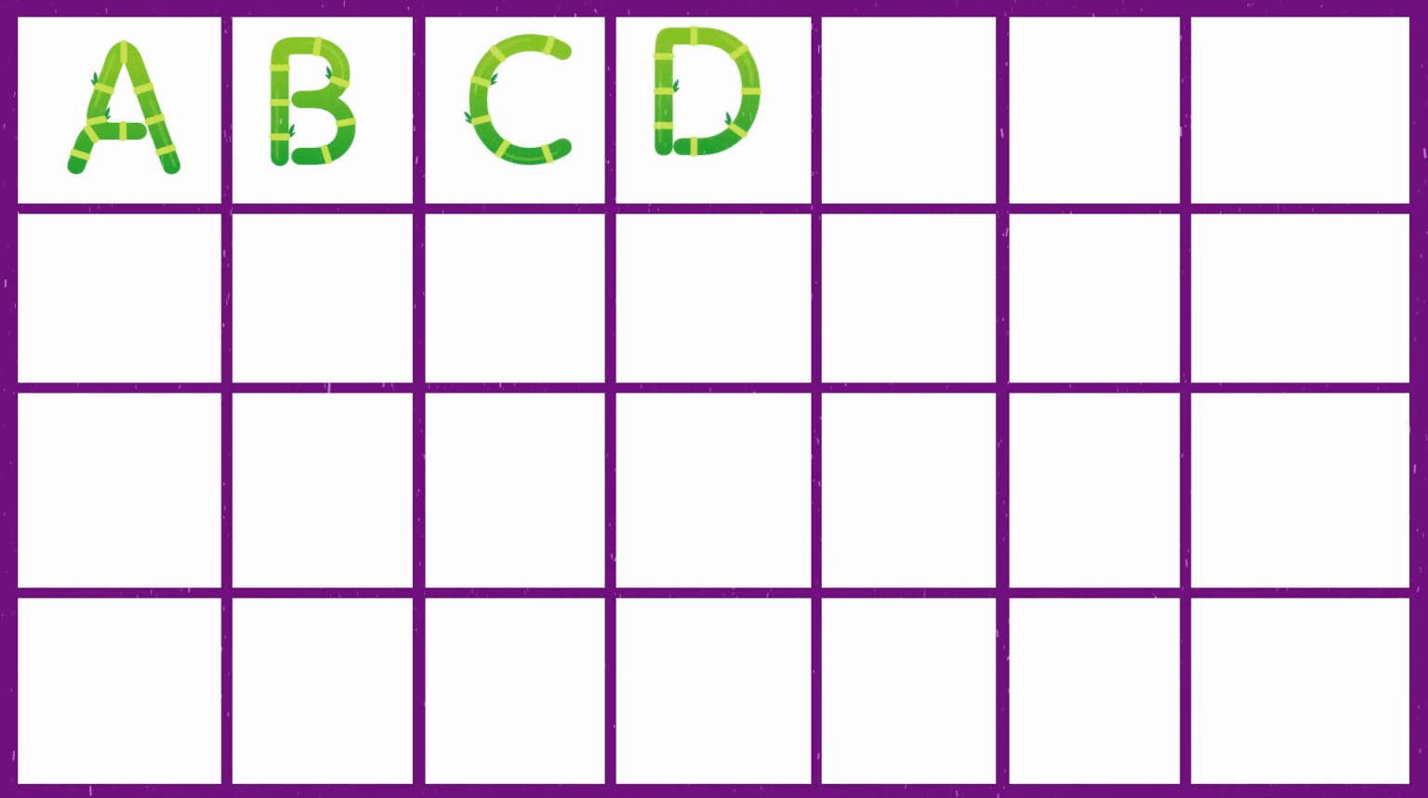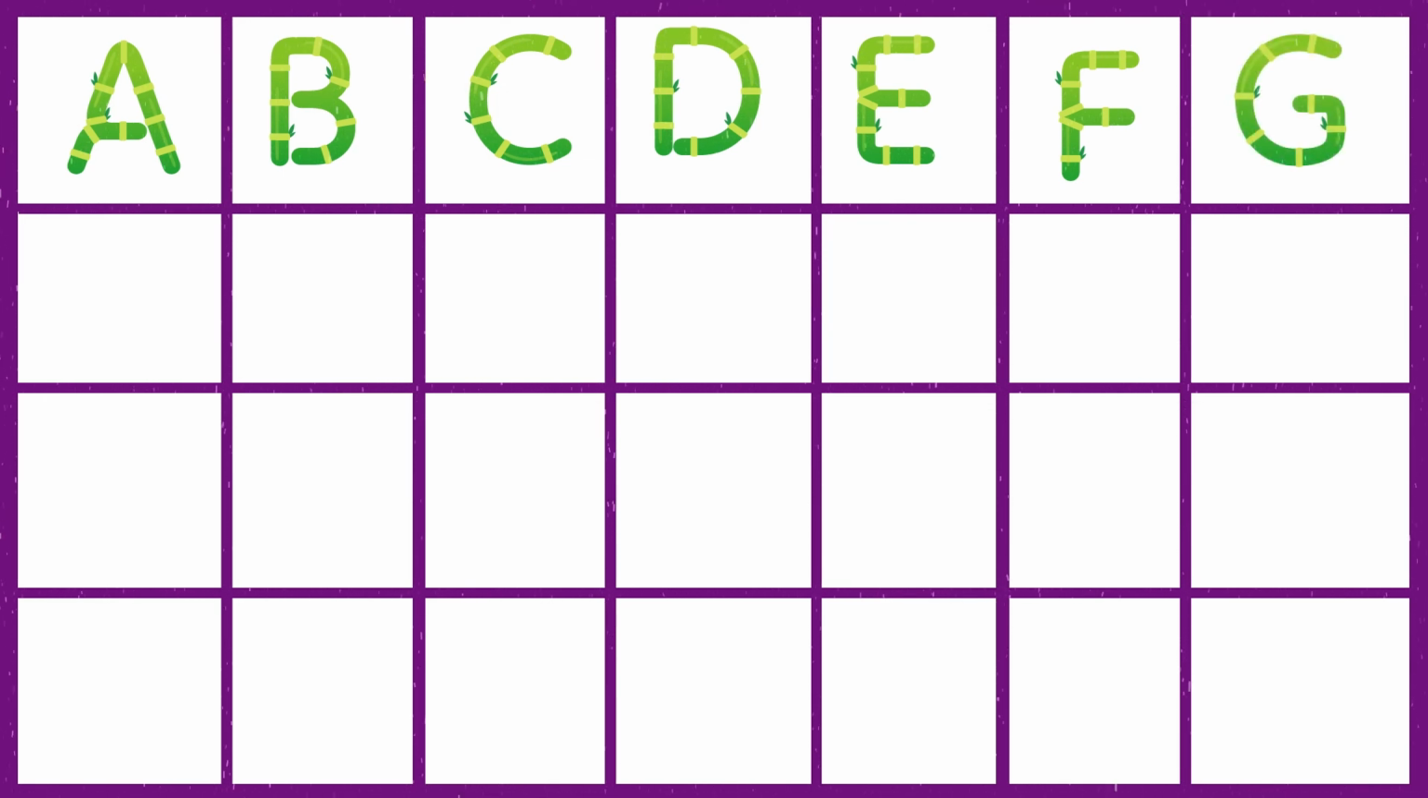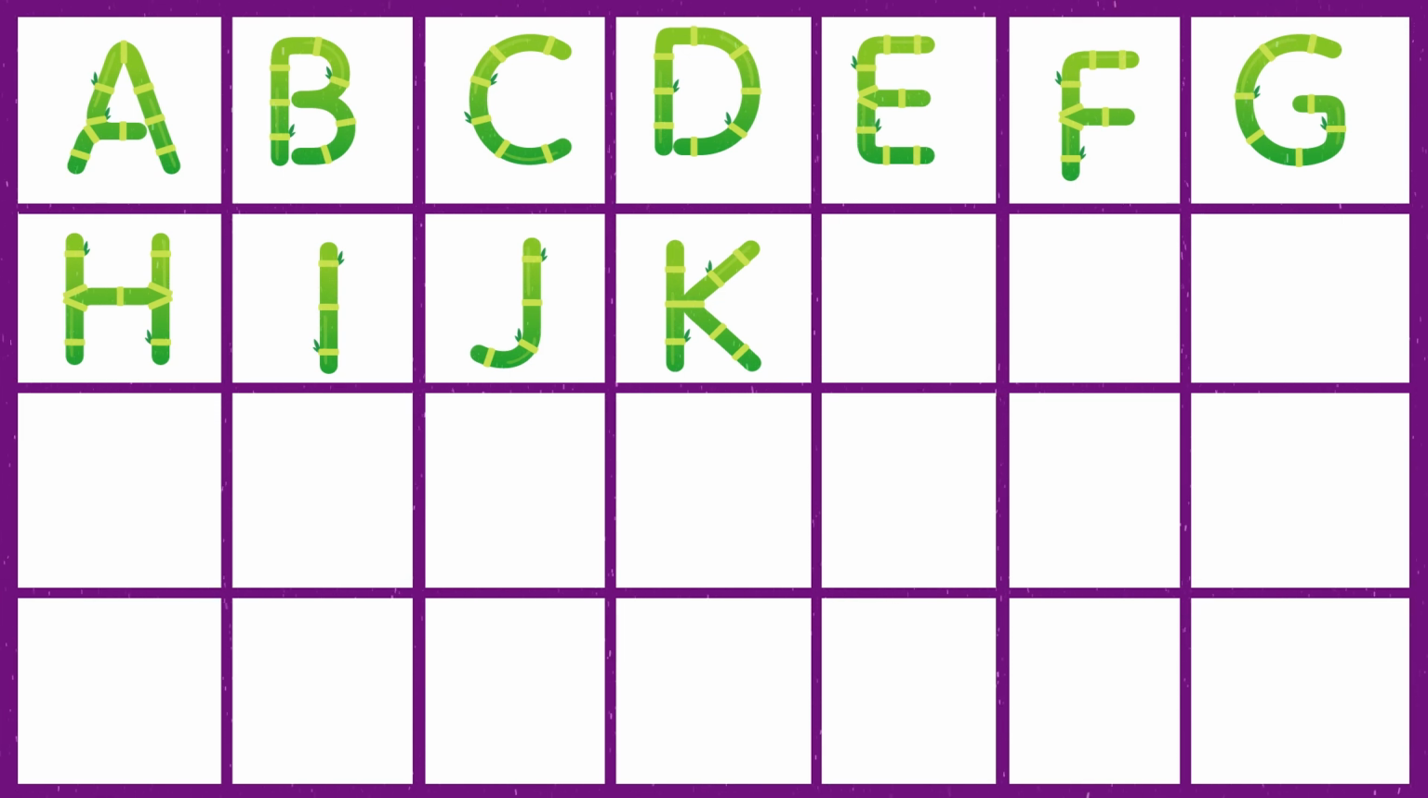A for apple. B for banana. C for cat. D for duck. E for elephant. F for fish. G for grapes. H for hen. I for ice. J for jam. K for kangaroo. L for lion.